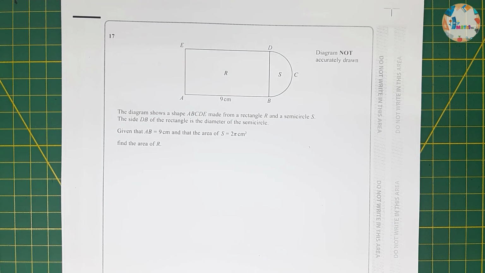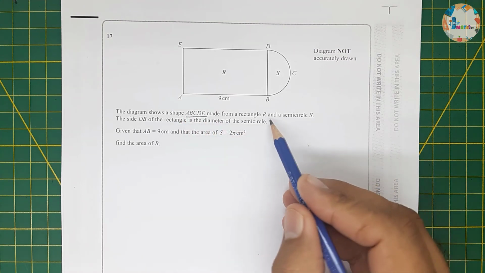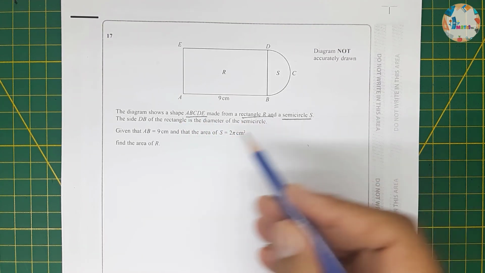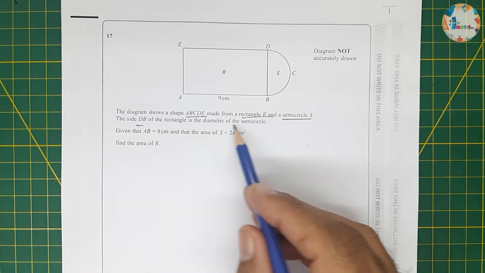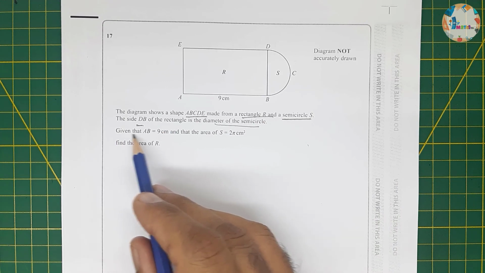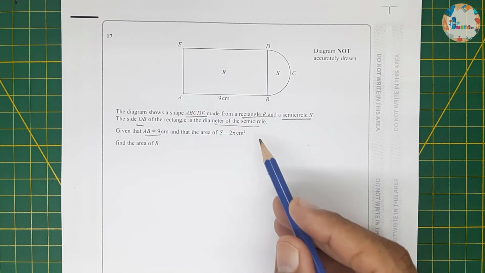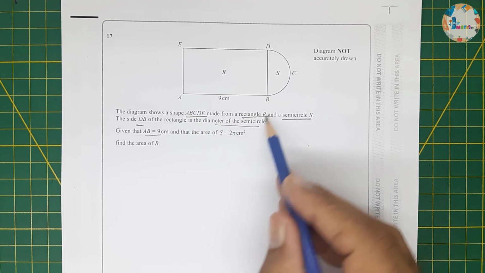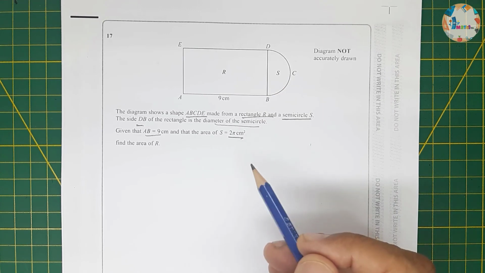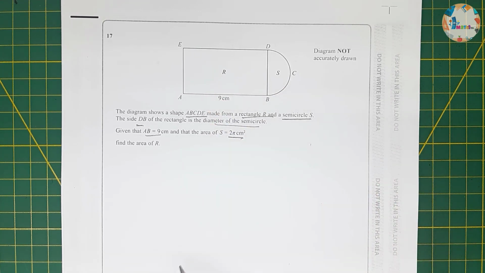Now here comes question number 17, and question number 17 says the diagram shows a shape ABCDE made from a rectangle R and a semicircle S. The side DB of the rectangle is the diameter of the semicircle. Given that AB is equal to 9 centimeters and that the area of this semicircle S is equal to 2 pi centimeter square, find the area of R, the area of the rectangle.